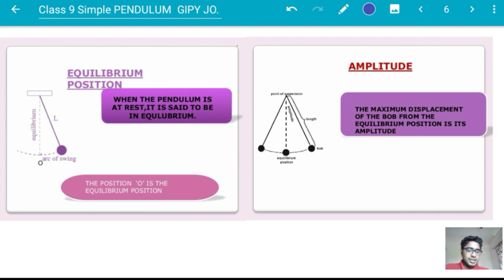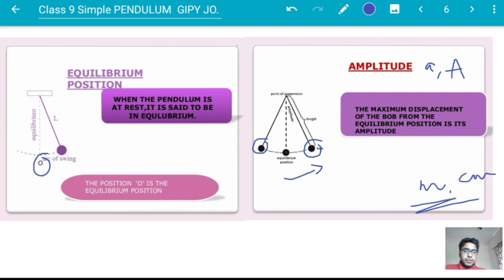Again, the equilibrium position is nothing but the position when the pendulum or the bob is at rest. You call this the mean position and the other two positions the extreme positions. And the maximum displacement from the equilibrium position or the mean position, you call it the amplitude. Amplitude is represented by the small letter a or capital letter A, and it is measured in meter or centimeter. So again, this amplitude is very important.